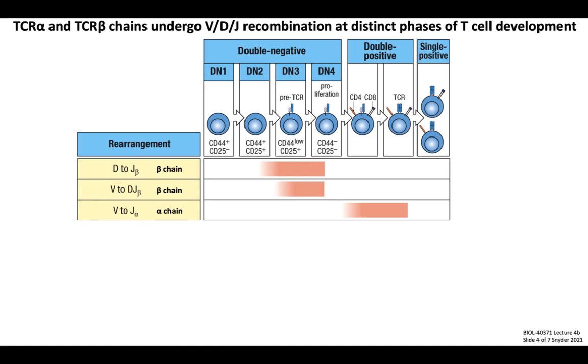However, one of the main things that I want you to remember about double-negative thymocytes is that at the DN3 stage, they turn on expression of RAG1 and 2, which lets them recombine V, D, and J segments on the TCR beta chain. So at the double-negative stage, thymocytes only express a candidate TCR beta chain, and they haven't rearranged their own alpha chain yet.